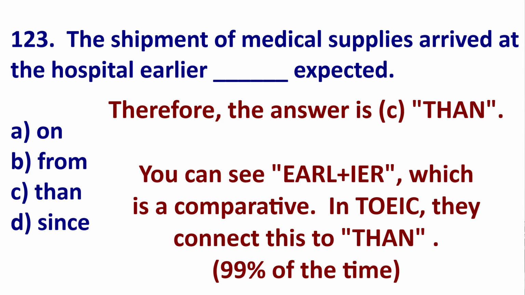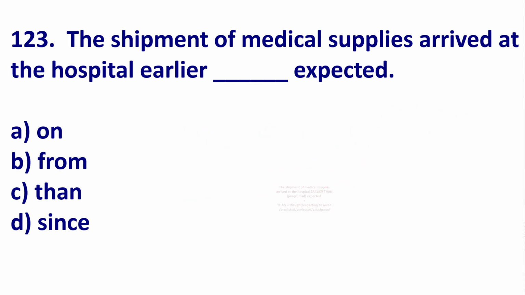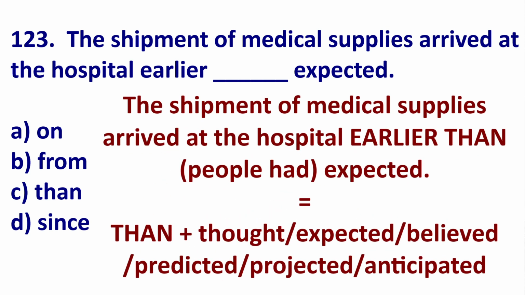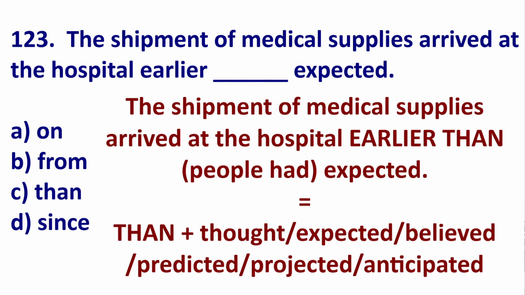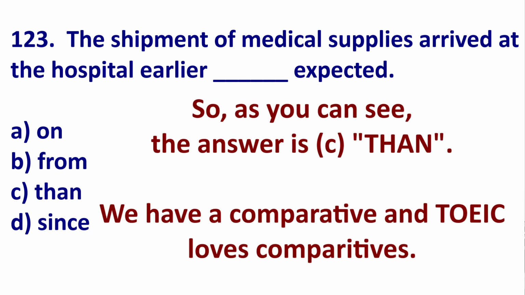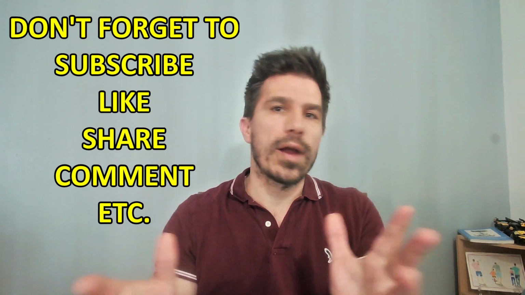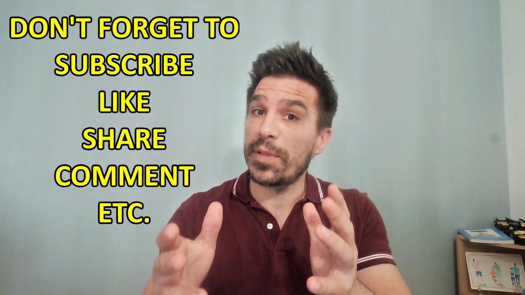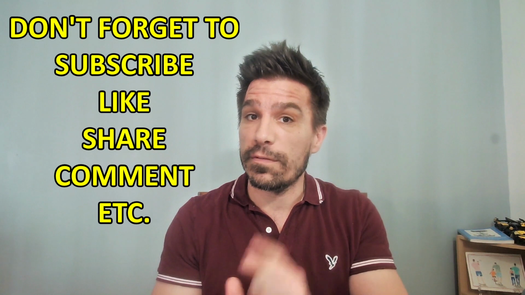So this is earlier than people had expected. If you say than thought, expected, believed, predicted, projected, or anticipated, this is saying than people had. This is a collocation. So once again, because we see the er in earlier, we can choose than with certainty on TOEIC. All right, this was a fast lesson, probably a frustrating one if you got the first question wrong.